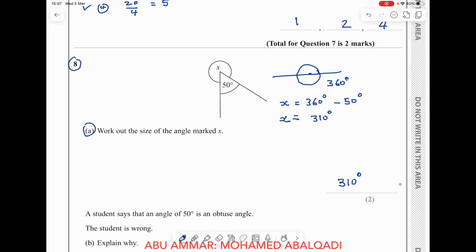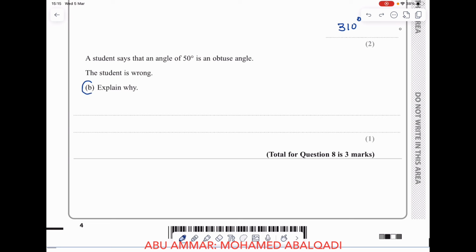And in question number 8b, we are told a student says that an angle of 50 degrees is an obtuse angle. We are told that the student is wrong, and we are asked to explain why. So in order to answer this question, we have to know the definition of an obtuse angle.